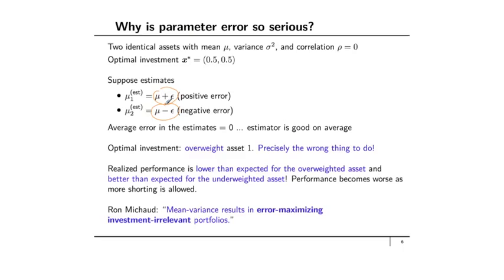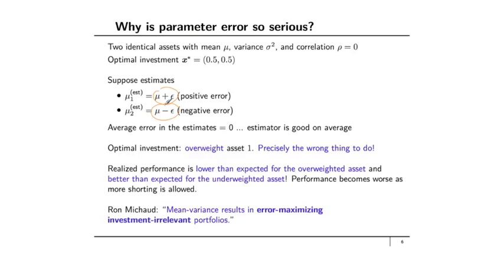The realized return is going to be mu, below mu plus epsilon. And the underweighted asset, which is asset 2, will perform better than expected. So instead of having a return mu minus epsilon, asset 2 is going to have a return mu, which is an epsilon larger than the expected return, which is mu minus epsilon. And this gap between the estimated performance and the realized performance will become worse as more and more shorting is allowed. This is what accounts for the big difference between the estimated performance and the realized performance.